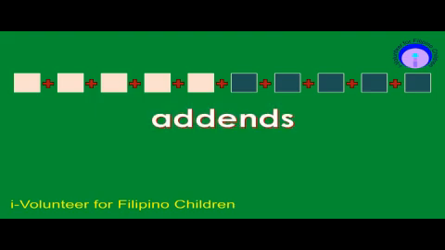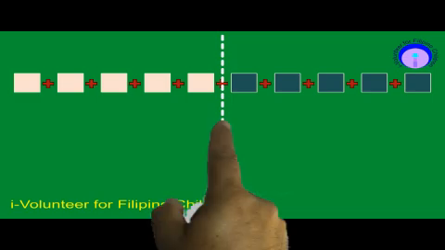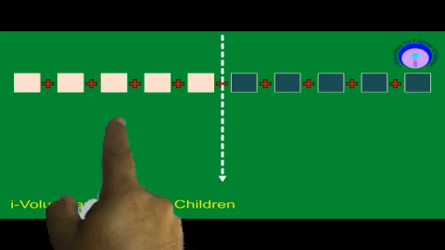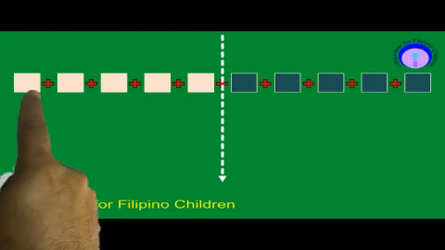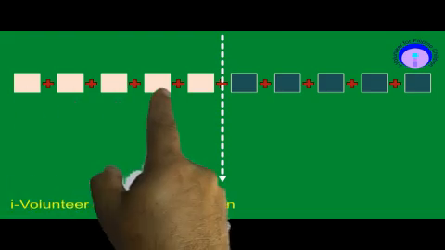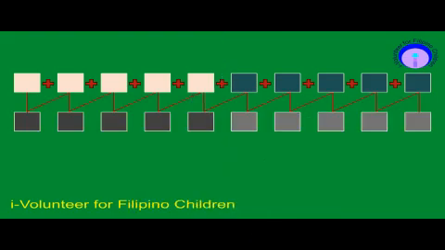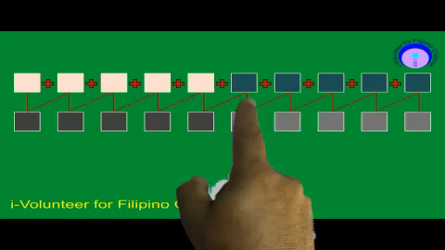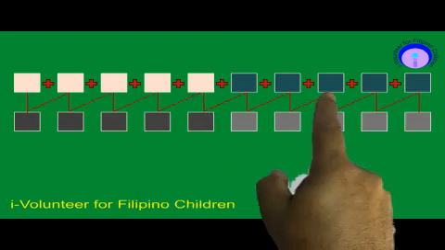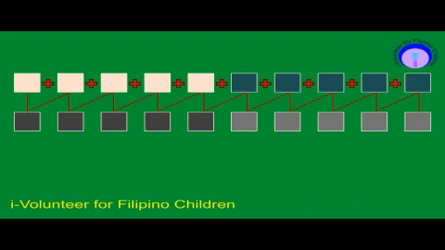Ano ba ang mga addends? Ito yung mga numbers na i-add natin manito. Ito ay nagbibigay ng senyales na ito ay kalahati ng 10 boxes. Ito ang first 5 boxes. 1, 2, 3, 4, 5. And of course, pagkatapos niyan ay 6th, 7th, 8th, 9, and 10th boxes.